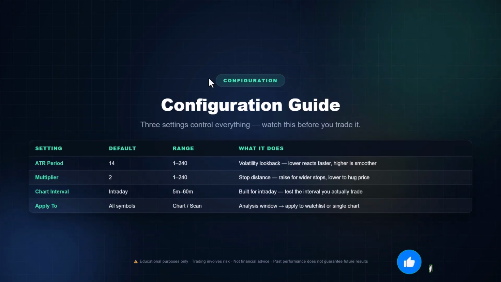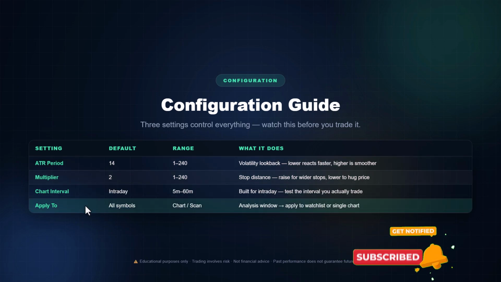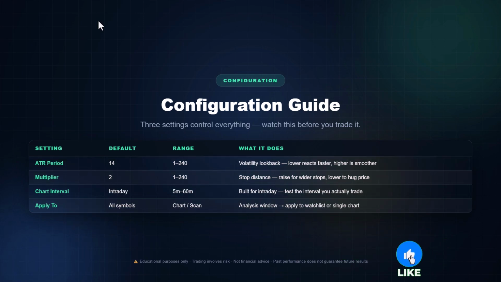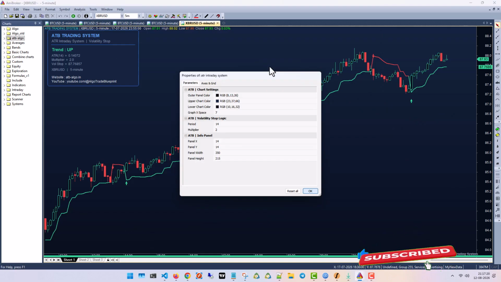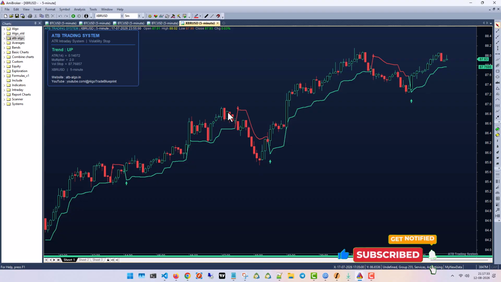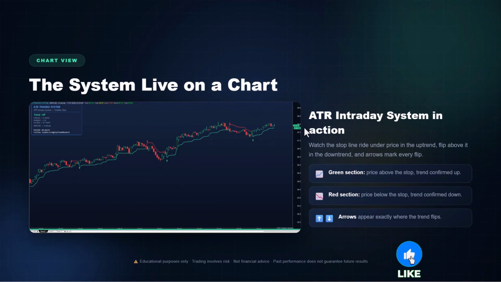Before you trade this system, spend a minute on configuration. The period controls the volatility lookback. 14 is the default, but lower it for faster reactions. The multiplier decides how far the stop trails. 2 is balanced, but you can widen it in choppy markets. Test the interval you actually trade and apply the formula to a watch list or a single chart from the analysis window. This is the system running on a live chart.